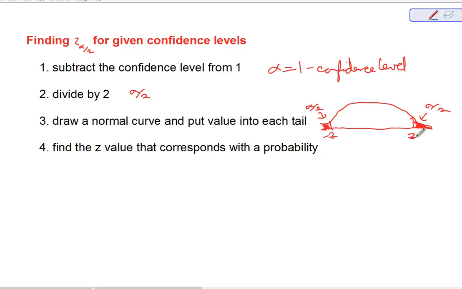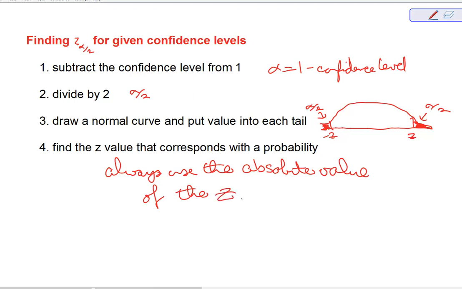The key here is I always want to use the absolute value. So always use the absolute value of the Z that you find. And the reason why is the positive and negative values of these Z's already is put in there for the confidence intervals inside the formula when you have the plus and minus of the actual margin of error. So those are already taken into account. Okay?